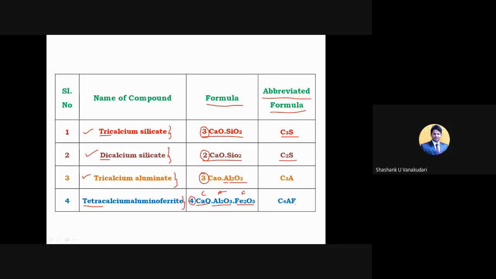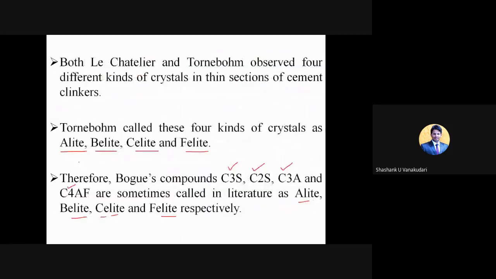That is because Tornebohm considered those four compounds as per his knowledge. Instead of calling it tricalcium silicate, he called it alite, belite, celite, and felite. So there is nothing wrong in that. You only need to understand the concept behind this. These are also called Bogue compounds only. They have only changed their names depending upon their research work.